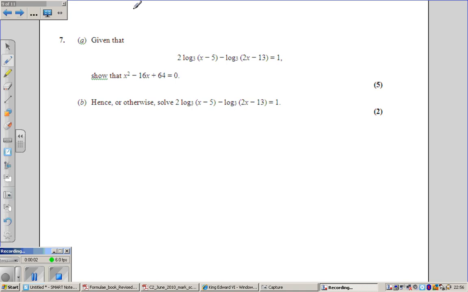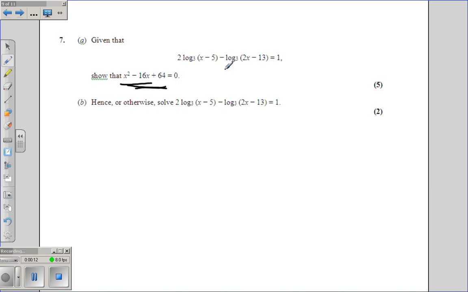Question 7, got some logarithms. Given that this equals 1, show that x squared minus 16x plus 64 equals 0. I wouldn't worry too much about this for now. We want to be trying to solve this, and hopefully in the process of solving this, we're going to show that. And then we need to solve this bit for the last part B.